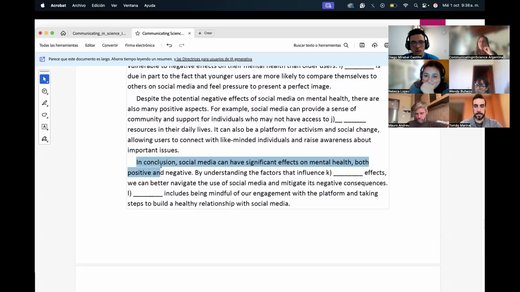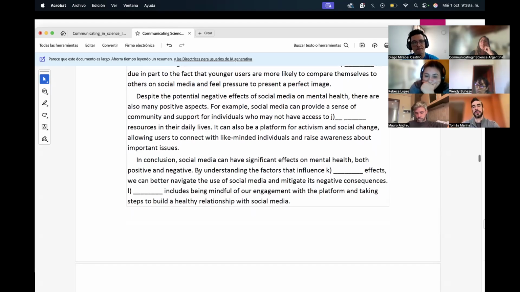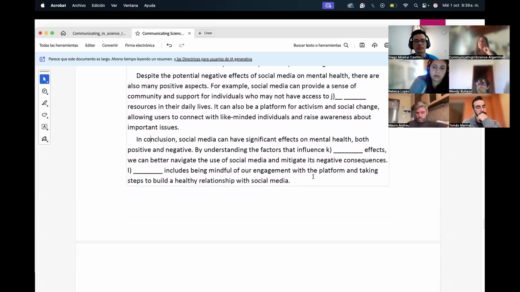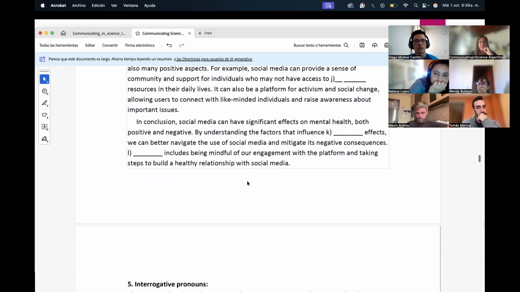In conclusion, social media can have significant effects on mental health, both positive and negative. By understanding the factors that influence these effects, we can better navigate the use of social media and mitigate its negative consequences. This includes being mindful of our engagement with the platform and taking steps to build a healthy relationship with social media.